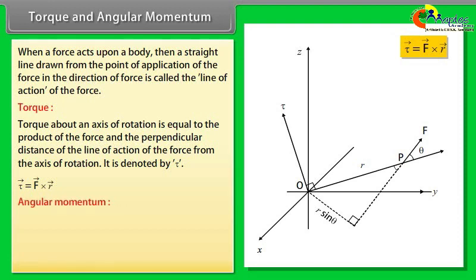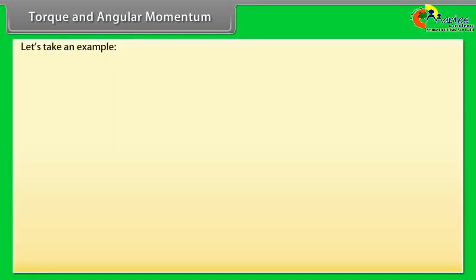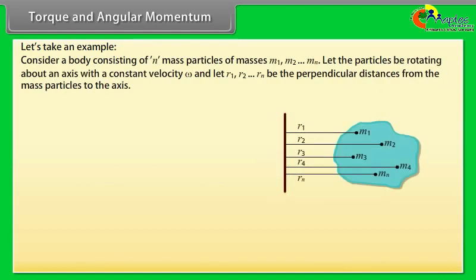Angular momentum. If a body is rotating about an axis, then the sum of the moments of the linear momenta of all the particles about the given axis is called the angular momentum of the body about that axis. Let's take an example. Consider a body consisting of n mass particles of masses m1, m2 and so on till mn. Let the particles be rotating about an axis with a constant velocity omega, and let r1, r2 till rn be the perpendicular distances from the mass particle to the axis.